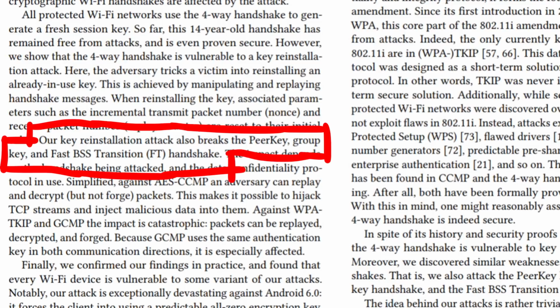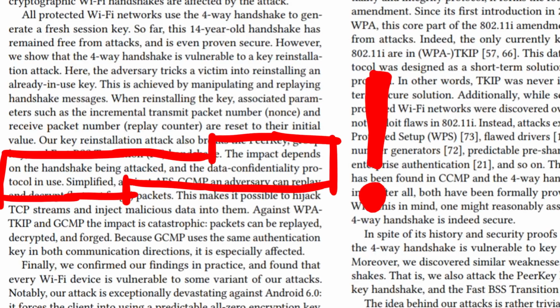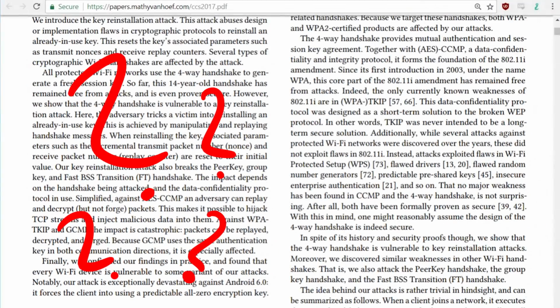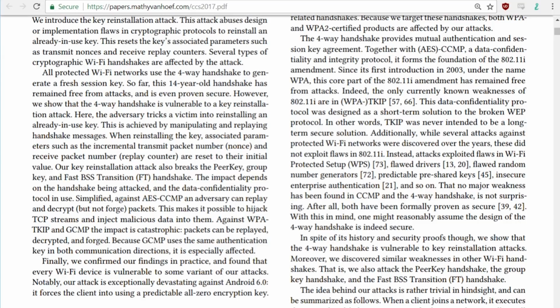Our key reinstallation attack also breaks the peer key, group key, and fast BSS transition handshake. The impact depends on the handshake being attacked and the data confidentiality protocol in use. Notably, our attack is exceptionally devastating against Android 6.0. It forces the client into using a predictable all-zero encryption key. So there's a lot of information here, and let's try to dissect the meaning of this.